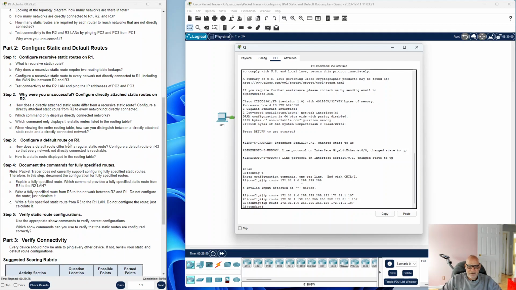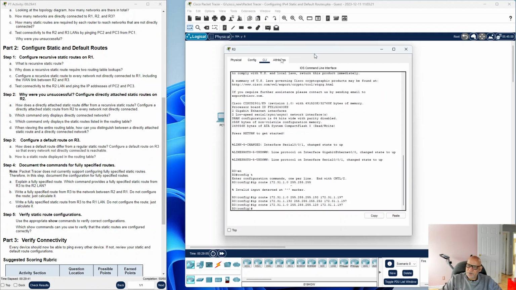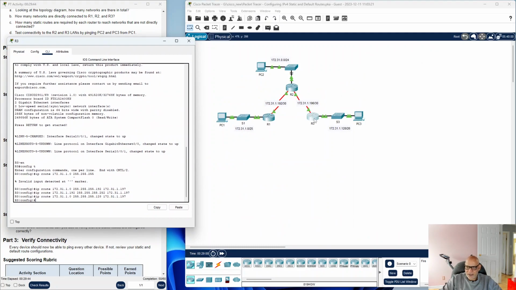Now, configure a default route on R3. How does a default route differ from a regular static route? Configure the default route on R3 so that every network not directly connected is reachable. So, all right. When we were in R3, we configured these three routes in R3. What we can do is, instead of configuring three routing entries, three static routes, we can configure only one static route, okay, which is called the default route.